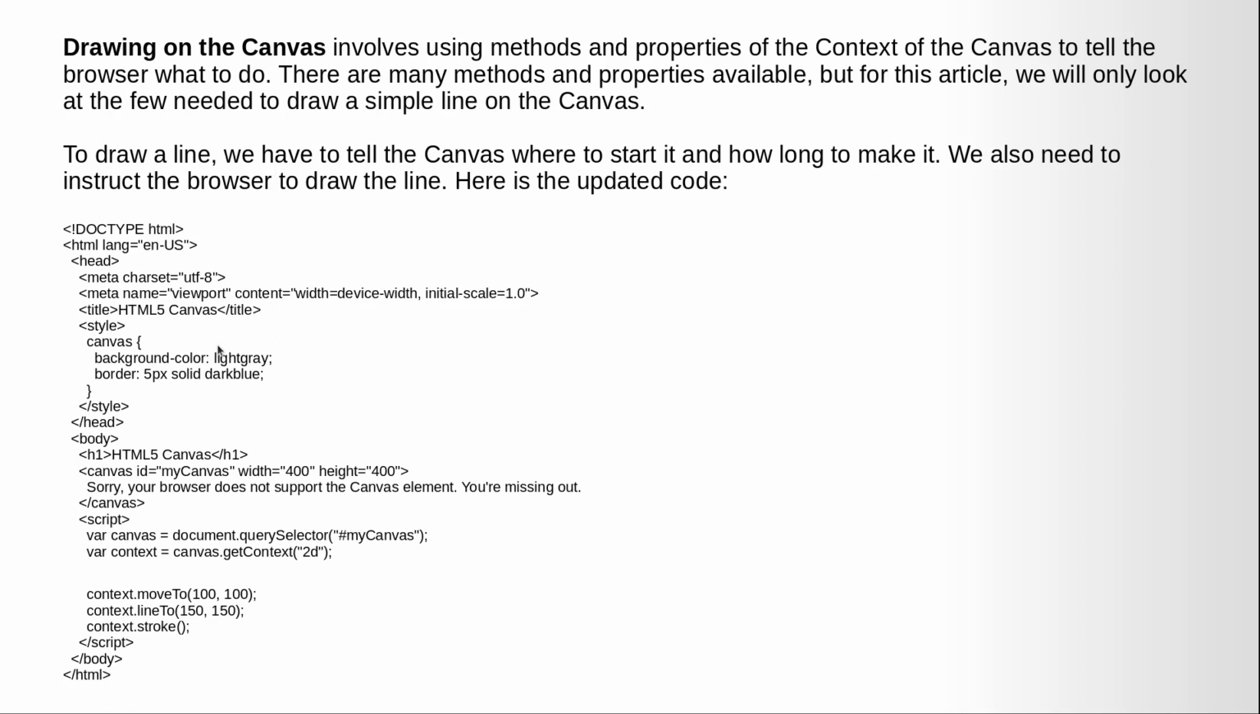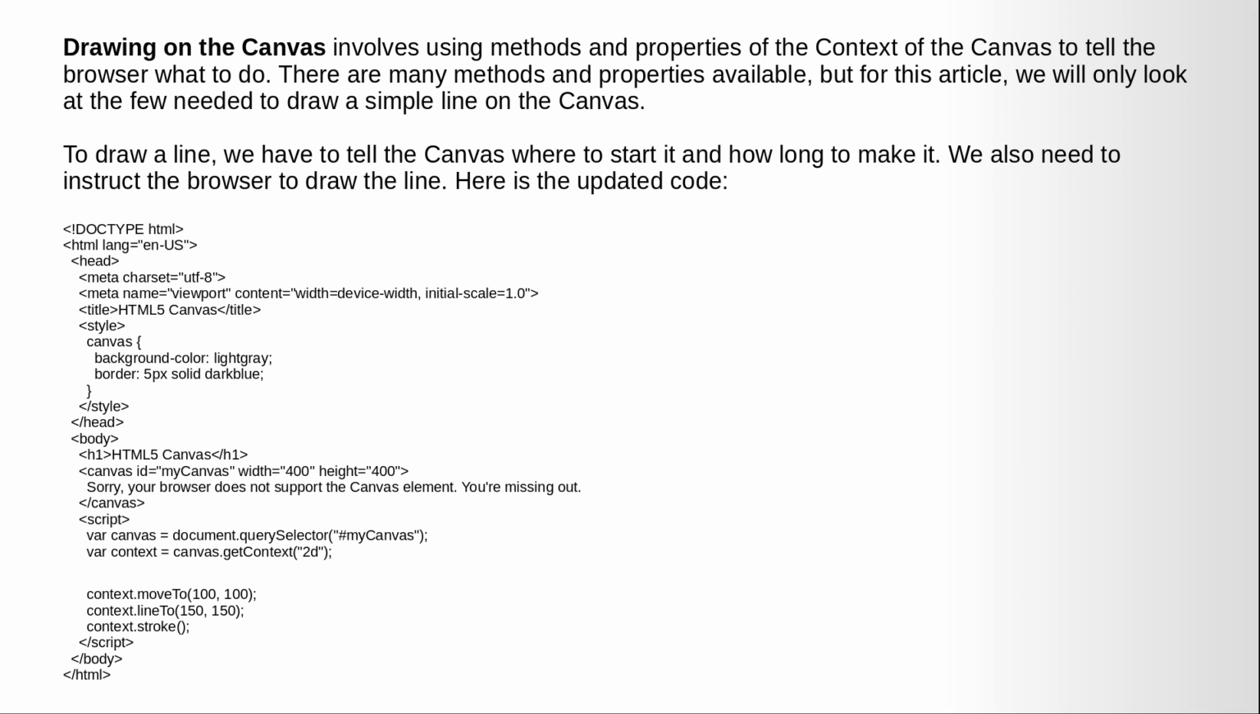Okay, now we are going to draw a line. Drawing on the canvas involves using methods and properties of the context of the canvas to tell the browser what to do. There are many methods and properties available, but for this article we will only look at the few needed to draw a simple line on the canvas. To draw a line, we have to tell the canvas where to start it and how long to make it. We also need to instruct the browser to draw the line.